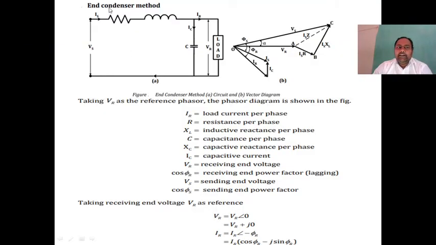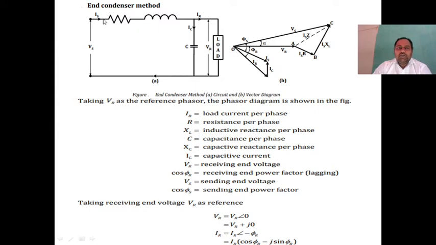So in the end condenser method, this is the sending end voltage and the receiving end voltage. Which is the sending end voltage? The supply which is nearer to the generating station is the sending end voltage, and the one nearer to the load is the receiving end voltage.